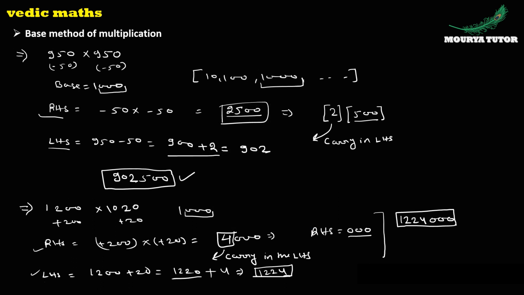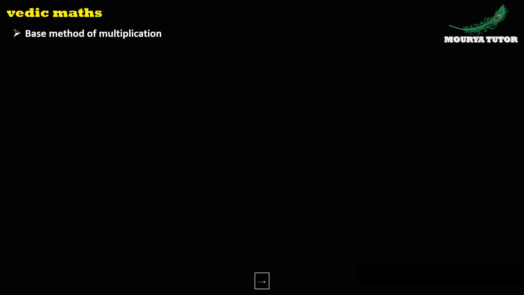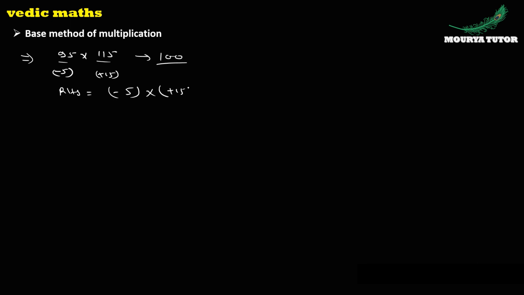Now let us understand another example. Suppose you need to multiply 95 and 115. Now in this case, find out the base. The base will be 100. Now the difference will be -5 for this and plus 15 for this one. Now directly find out the RHS. The RHS will be -5 times plus 15, so you'll get -75.